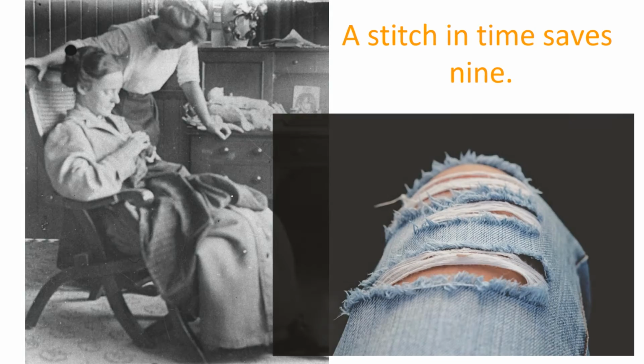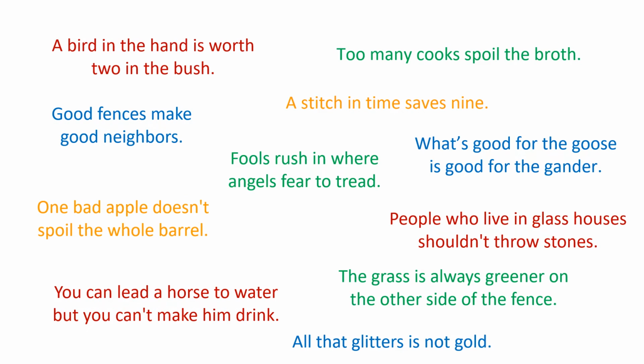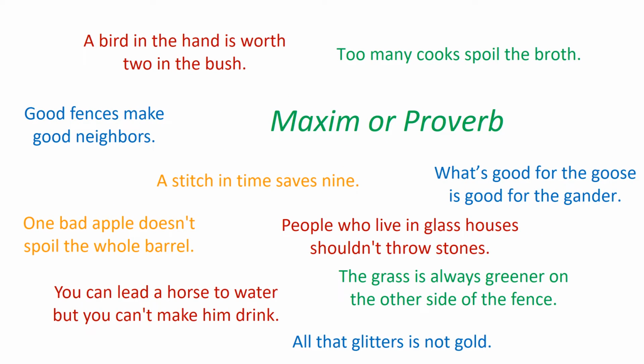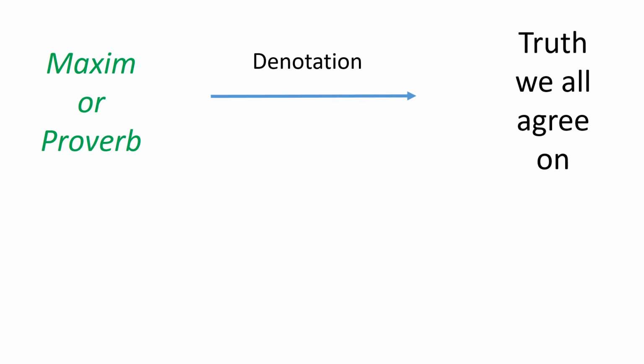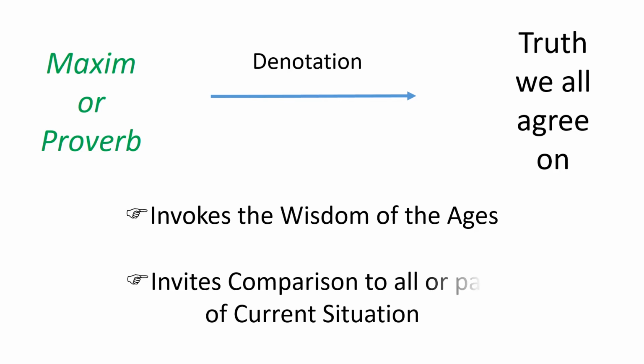Statements like these are part of a collection of sayings that we might hear, and perhaps even use, in a variety of situations over the course of our lives. They are called maxims or proverbs, and are often cited to drive home a point or shore up an argument. Using these expressions is a way of reminding our listeners of a truth we all agree on that can be applied to the current situation. Proverbs invoke the wisdom of the ages and invite listeners to consider how it might apply here and now.